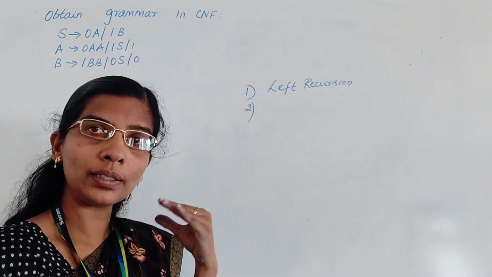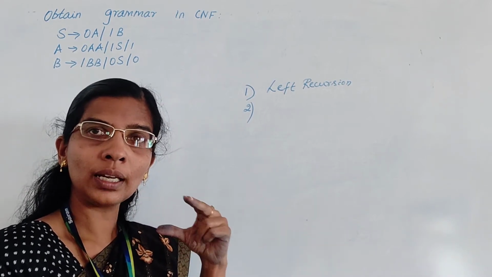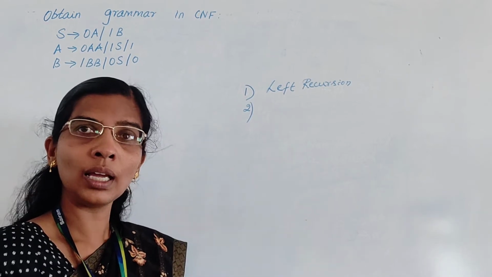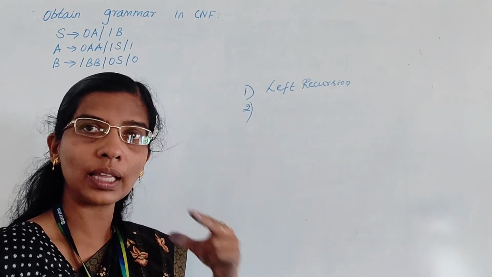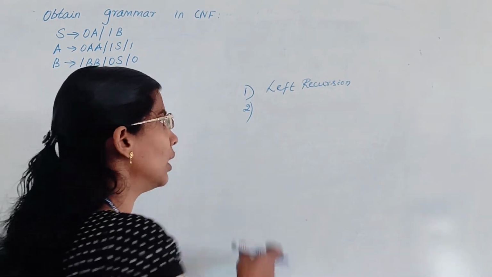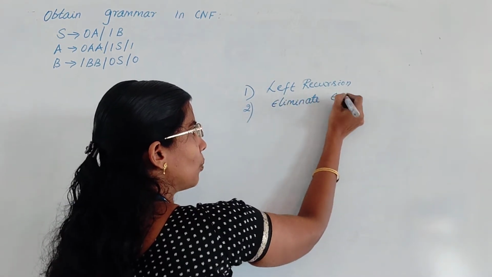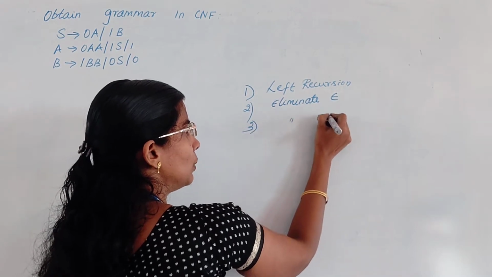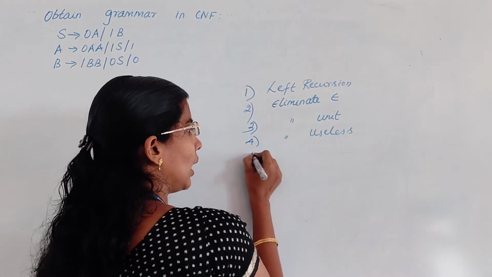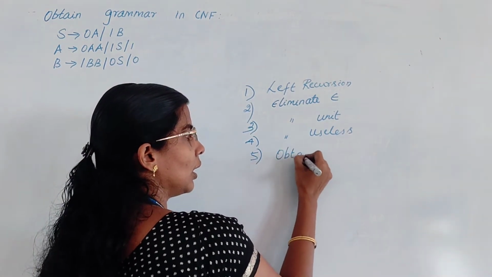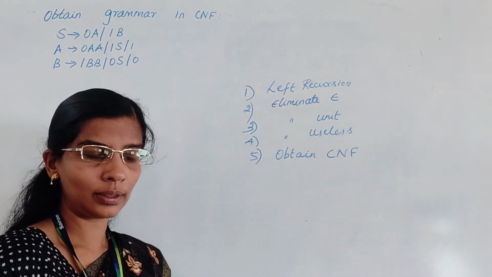Then check if your grammar has epsilon production. If it has, eliminate epsilon production, and you'll get a resulting production. With that answer, eliminate unit productions. With that answer, eliminate useless productions. You'll get an answer, and with that answer, you have to do CNF. So first eliminate left recursion, then eliminate epsilon production, then eliminate unit productions, then eliminate useless symbols and productions, and at last obtain the grammar in CNF.